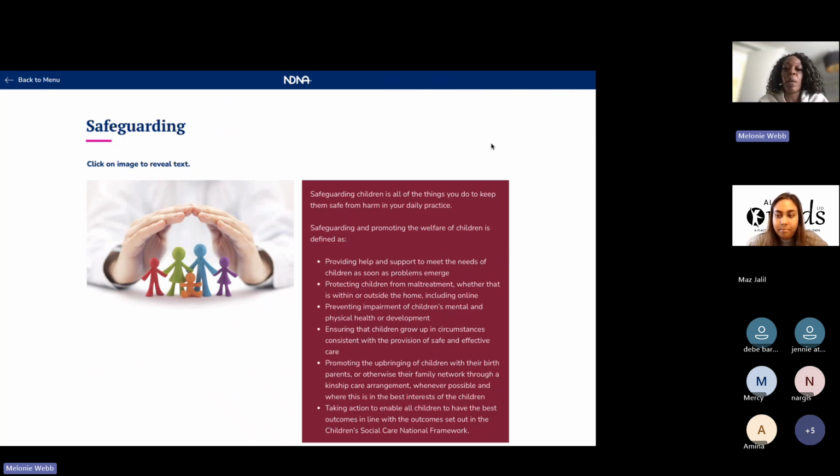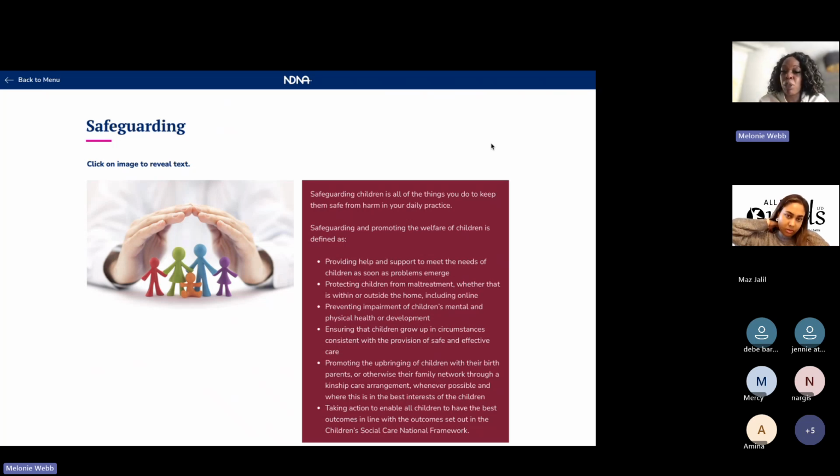So, safeguarding and promoting the welfare of children is defined as providing help and support to meet the needs of children as soon as problems emerge. So, as it's been stated, as soon as you begin to see an issue, no matter how big or small that is, as soon as a child has disclosed something to you, you then start to look at how you can support and meet the needs of that child.